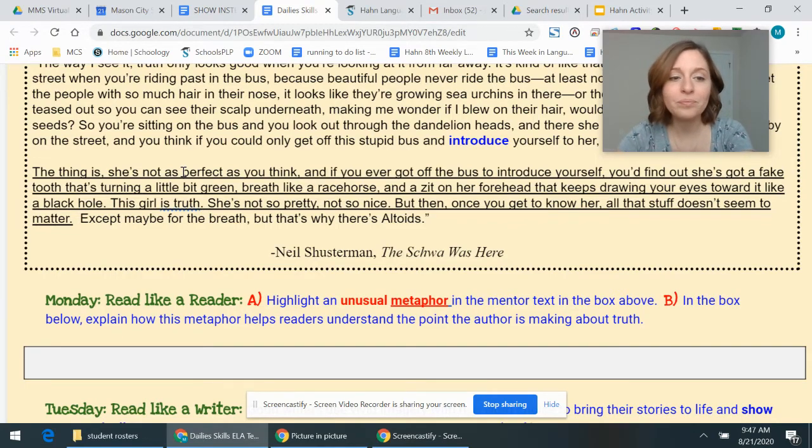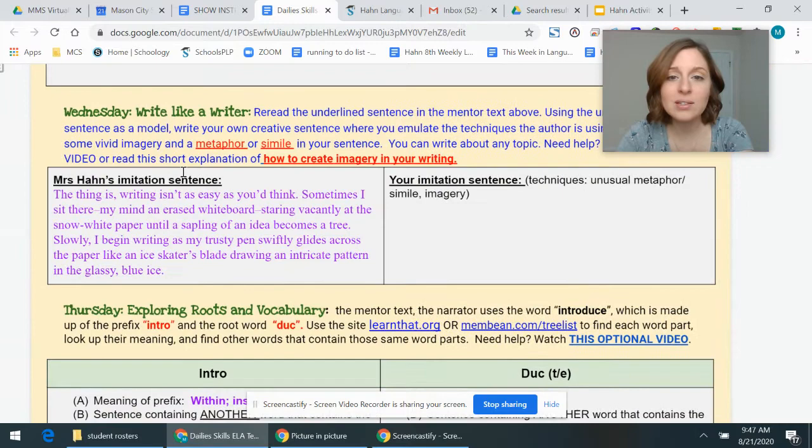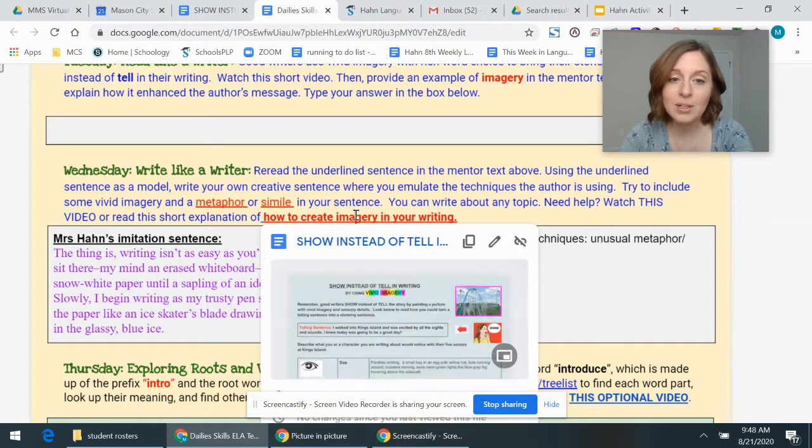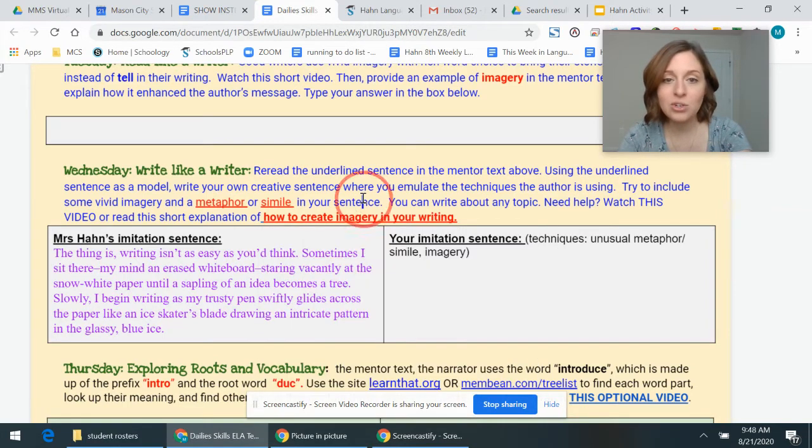So what you're going to do is write an imitation sentence where you use the same techniques, an unusual metaphor or simile and imagery. You can use as many as you want, but we want you to try and use at least one. And then, of course, we want you to use some imagery as well. Before we read the imitation sentence that I made, we're going to quickly read this mini lesson that I made just to remind you of how to create good imagery.